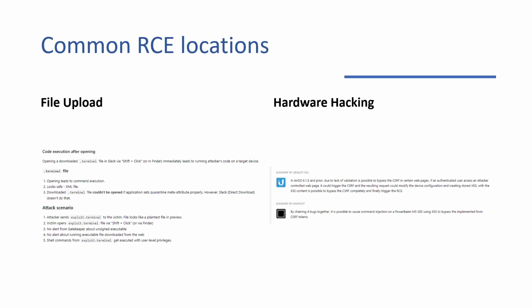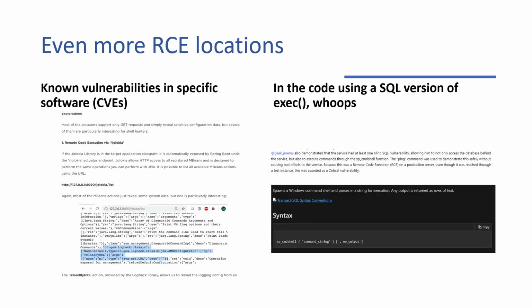And then in this case, they used XSS to bypass some CSRF tokens. And known vulnerabilities in specific software, like CVEs. Once again, I'll talk more about them, don't worry, next slide. And then just in the code using a version of X, in this case this is SQL. So sometimes you will find developers who don't listen to that little warning that says maybe don't do this. So those are the locations that people find RCEs in.